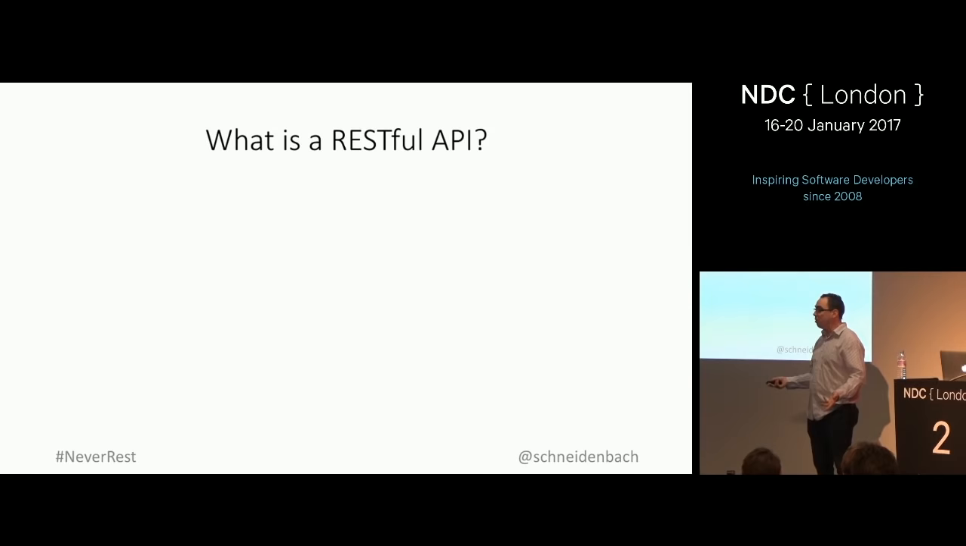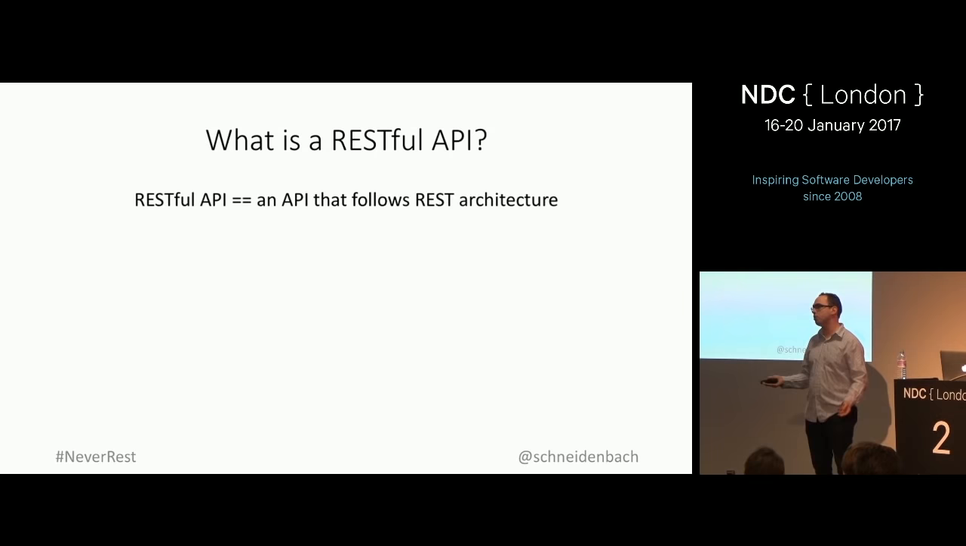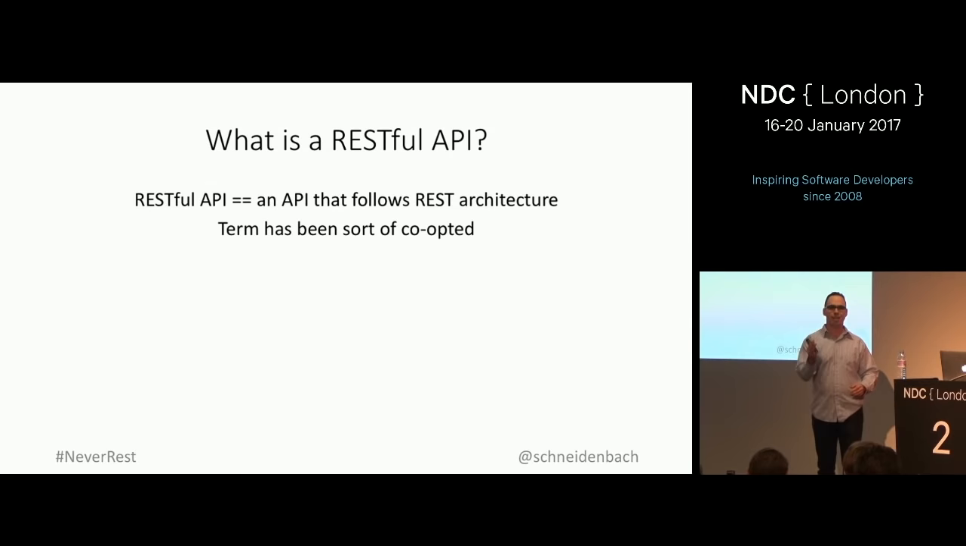Speaking of REST, what's a RESTful API, right? A RESTful API is just an API that follows the REST architecture, which I know is probably mind-blowing, but it really is that simple. But the term has been co-opted a little bit. It's taken on a life of its own, right? Because remember, REST is a set of constraints. It's not a protocol. It's not tied to a particular format. It's not tied to JSON. It's not even tied to HTTP. Now, granted, most RESTful systems are HTTP systems, but they're not tied together.